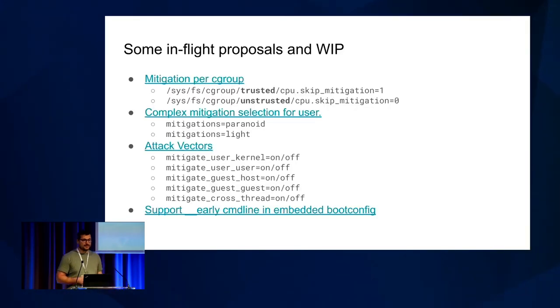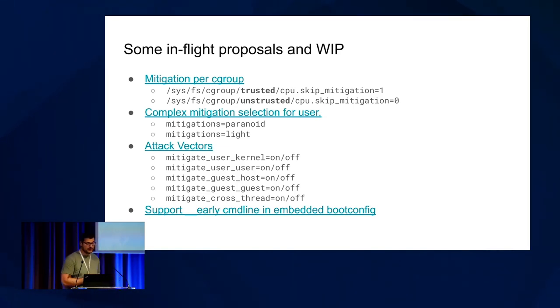And there was an x86 micro conference last Friday in Vienna where people were doing the same thing. For instance, start thinking about mitigations per C group. So this C group doesn't have any mitigation. I think we want to go a little bit further, like having better control on that C group, but that's big progress. Or something like mitigations light and paranoid.